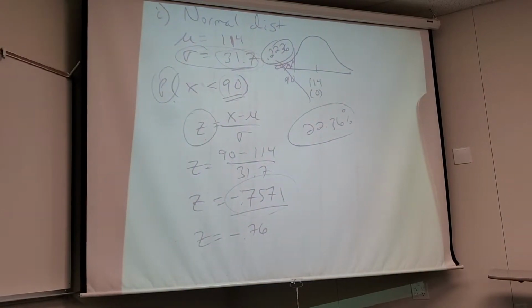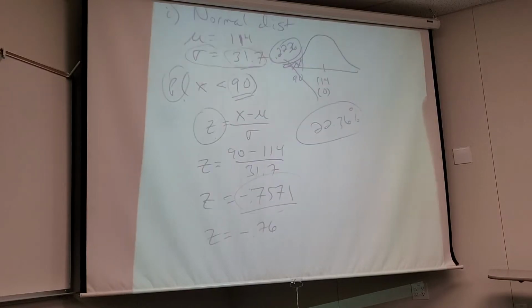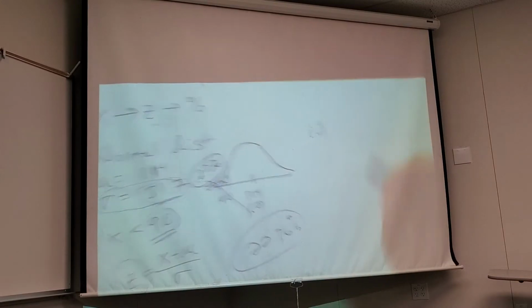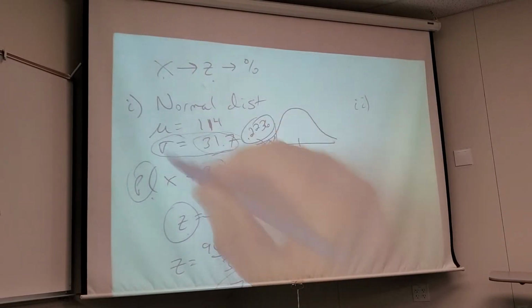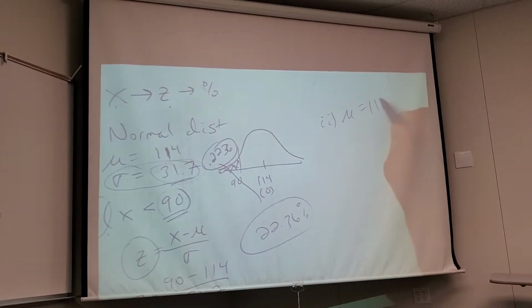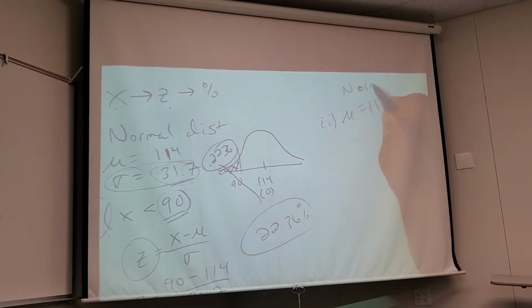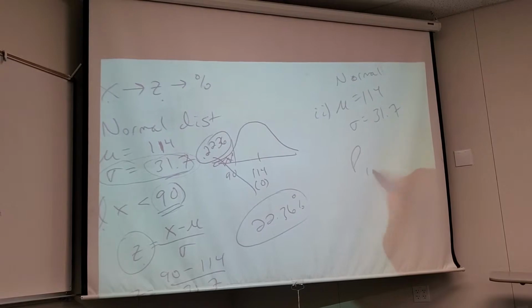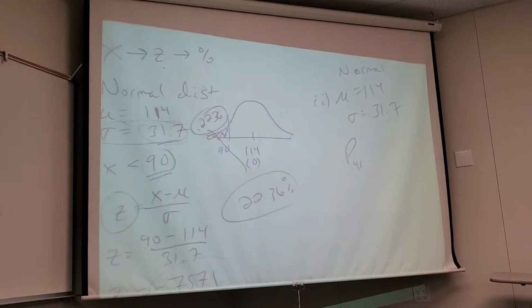Is that cool? You guys all right? Okay. And then what about this problem? So let's say the same idea. Still the mean is 114. It's still normal. The standard deviation is still 31.7. Can somebody find P 41?